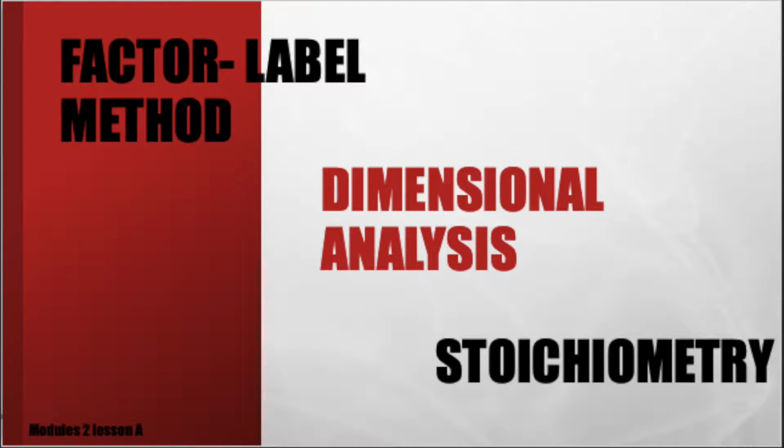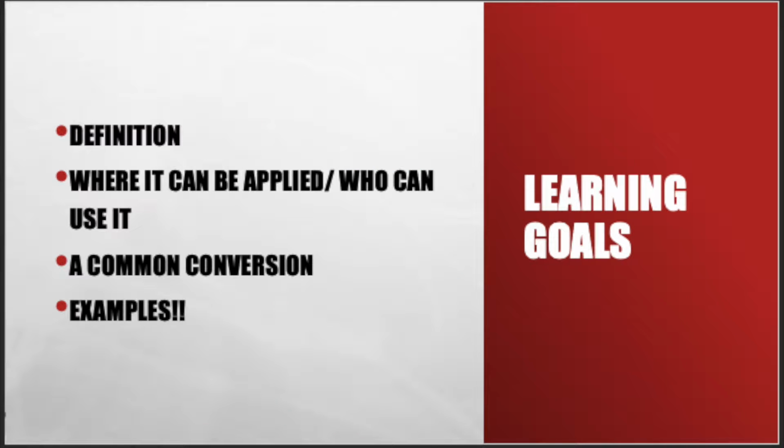Hi y'all, today we're going over dimensional analysis, also known as the factor label method and stoichiometry. You can find this information in Module 2, Lesson A. Some learning goals that we are going to go over today are definitions, where it can be applied and who can use it, some common conversions, and at the very end we're going to go over 3 examples.